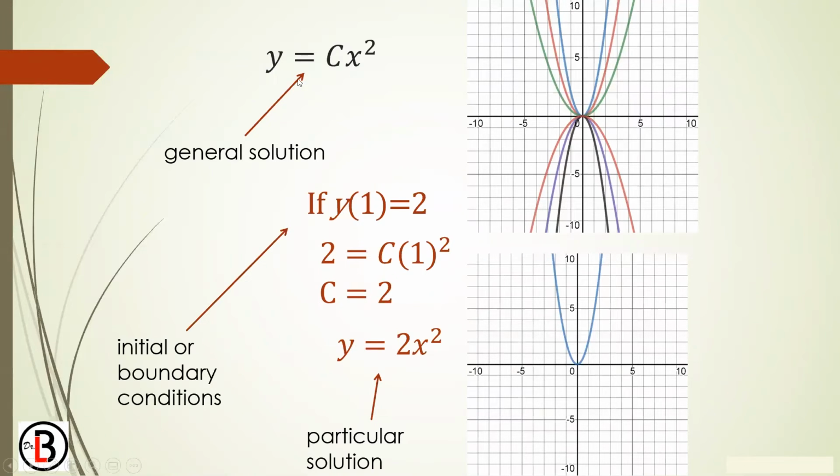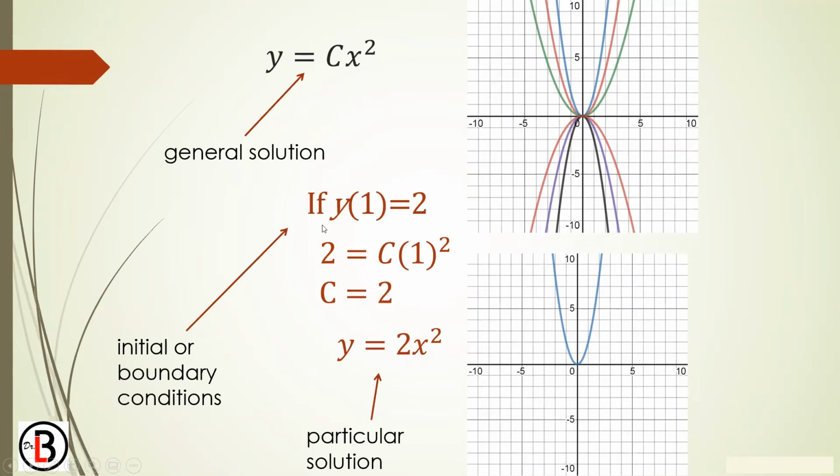Pero look at the form. Y is equal to Cx squared. Isn't it that this is parabolic in nature? Okay, so since that is parabolic in nature, pwedeng the C, if it's positive, it's just opening upwards. It can be any value. If the C is negative, it will be opening downwards. It can be any value. So it can be the blue one, the red, the green, the black, the purple, the orange, whatever.